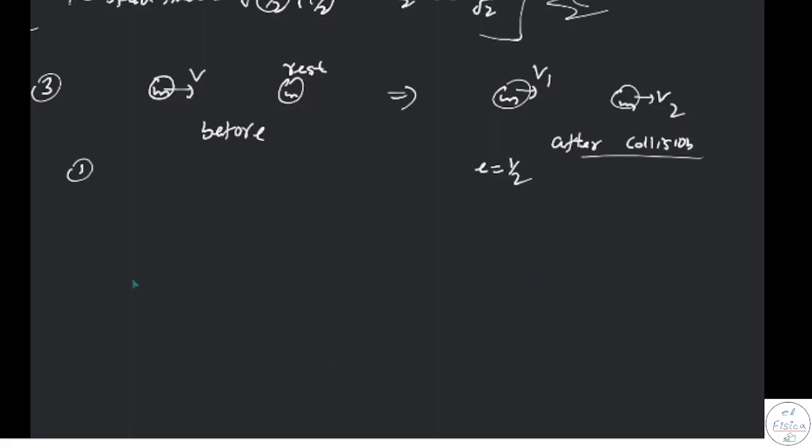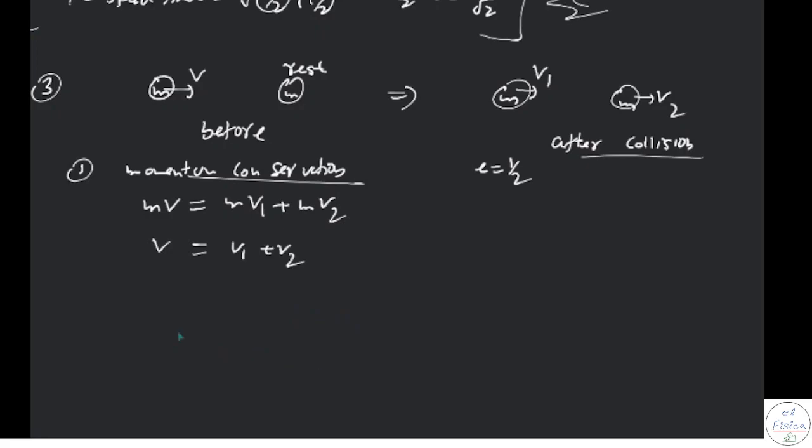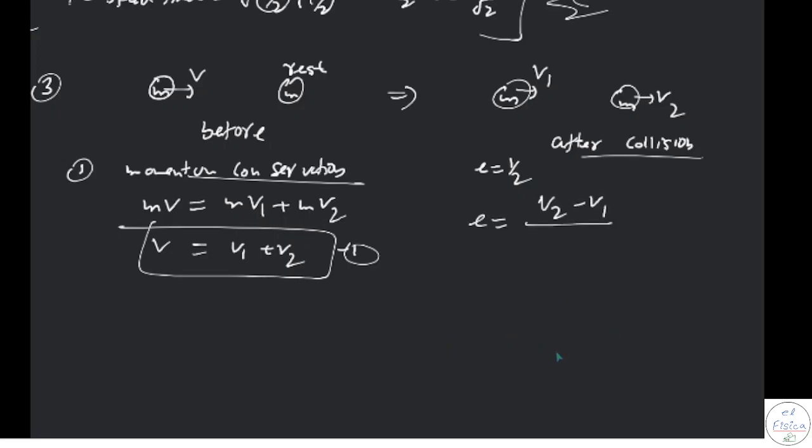So first we will apply momentum conservation. m into v is equal to m v1 plus m v2. So v is equal to v1 plus v2. This will be the first equation. And the second equation will be e is equal to velocity of separation upon velocity of approach, that is v2 minus v1 upon v minus 0. That will be half. So v2 minus v1 is equal to v by 2. This is the second equation.